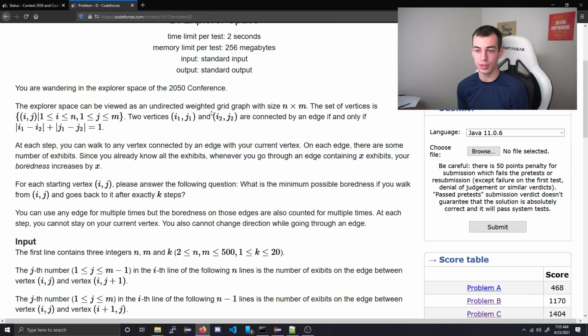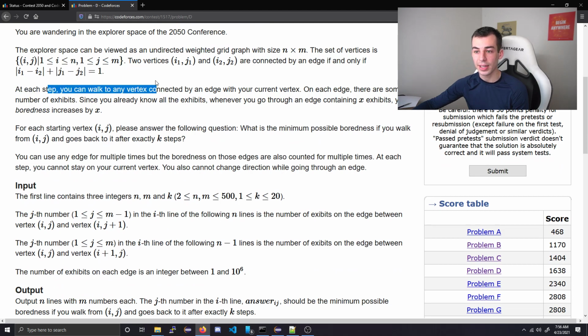All right, you're wandering in the Explorer Space in the 2050 conference. The Explorer Space can be viewed as an undirected, weighted grid graph of size n by m. The set of vertices is all i and j. Two vertices are connected by an edge if and only if. Yeah, all right, sounds good. What is the weight of the edge? I guess we don't know yet.